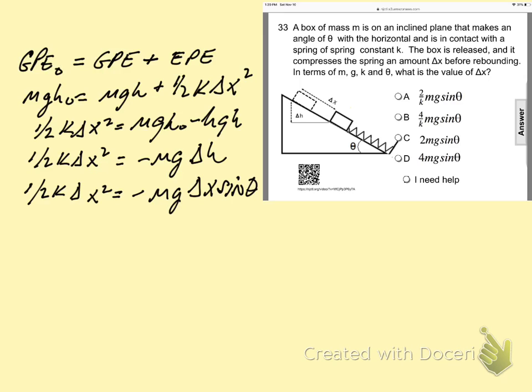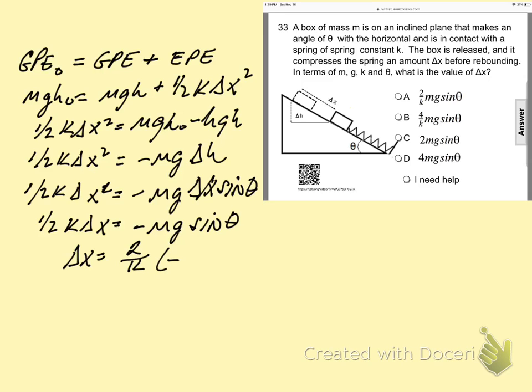Then we could cancel out the delta x, divide by delta x, and we can get rid of the squared. So we're left with 1/2 k delta x equals negative mg sine theta. We can multiply both sides by 2 and divide by k to get delta x by itself. And we get an answer of delta x equals 2/k times parentheses negative mg sine theta, which closely resembles this.